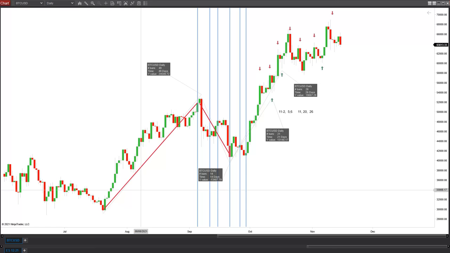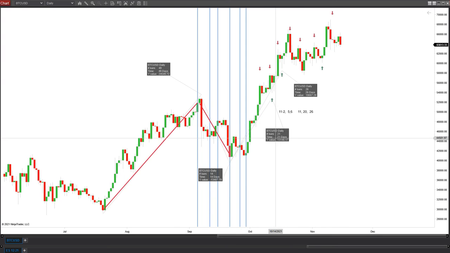So what I've done, I've taken these two swings marked by the red trend lines, the July low to the early September high, and then down to the September 21st low here. So the run up was 49 days. You can see that there. The run down was 14 days. So what I've done, I've made two projections off of that.